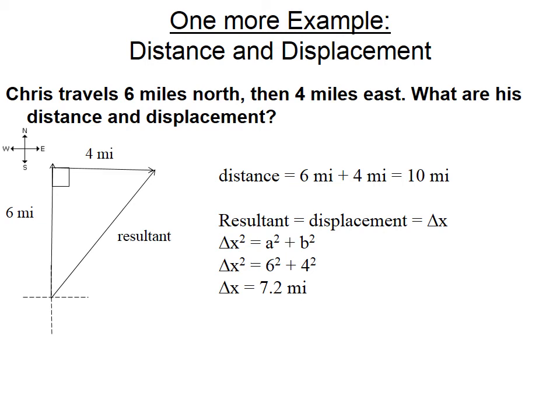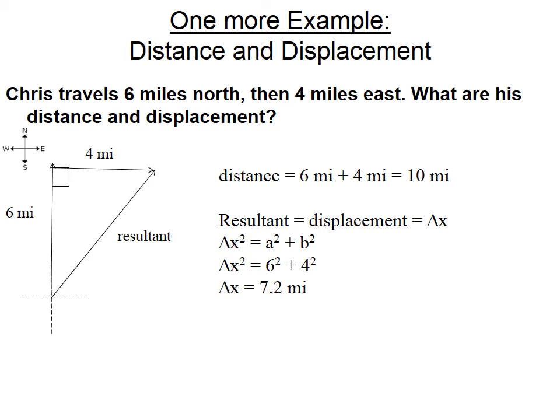Well, I can use Pythagorean theorem. So his change in position squared would be equal to a squared plus b squared. I'm going to fill in my sides of my triangle. So 6 squared plus 4 squared, and I can simplify that and take the square root, leaving me with the change in position as 7.2 miles. Remember, the displacement, I have to have a magnitude and a direction because it's a vector quantity.